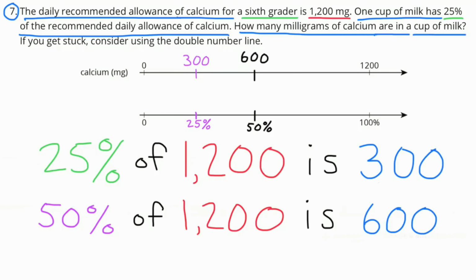100% is 1,200. 50% would be half of that, so 50% would be 600. And I know that 25% is half of 50%, so half of 600 would be 300. So 25% of 1,200 is 300. There are 300 milligrams of calcium in 1 cup of milk.